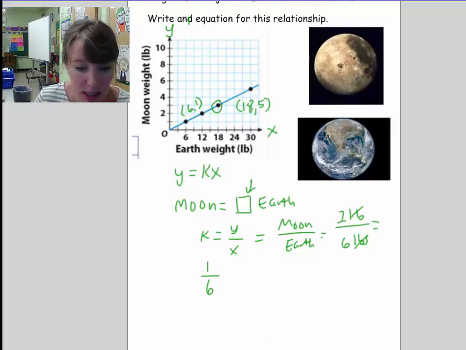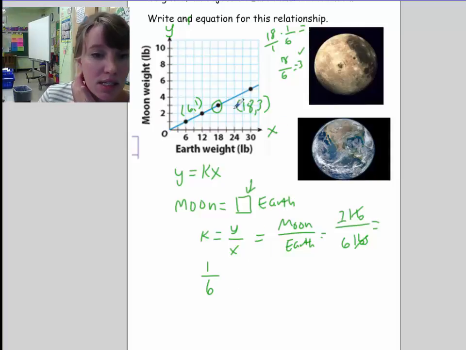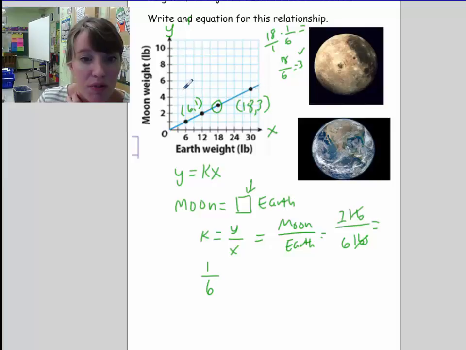Whoops, it's not 18, 5, it's 18, 3. So this is 18, 3 here. So 18 times 1/6 would be 18 times 1 over 6. You'd put 18 over 1. You get 18 divided by 6, which is equal to 3. So you can see that k is consistent throughout all of these points. This would be 12, 2. This would be 30, 5 here.